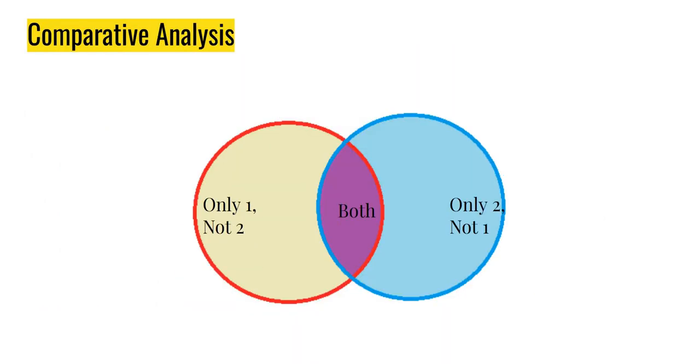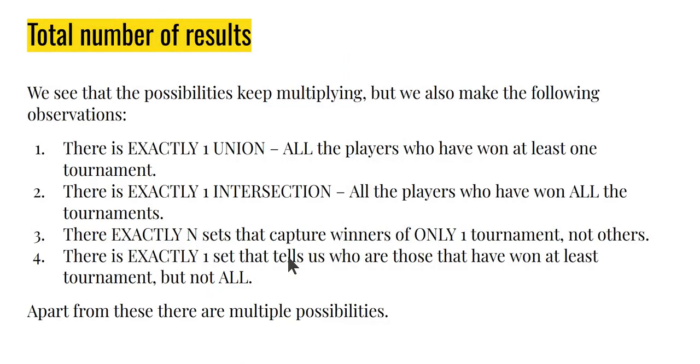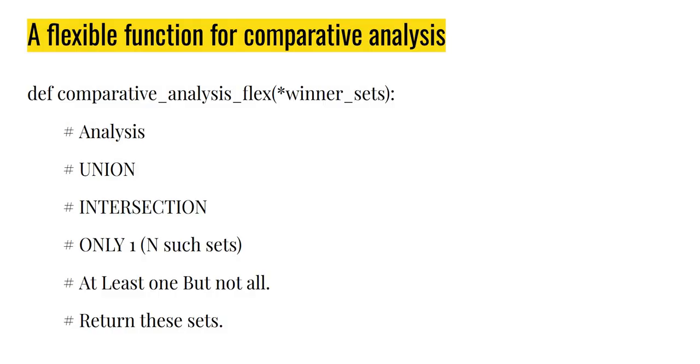That's kind of like the generalization of symmetric difference. We are looking at this union. In fact, this union will give us everything except, let's say, this portion here. And likewise, right? So, yes, there are multiple possibilities, but these 4 statements capture pretty much what we have been doing. And hence we can create a general function which will take any number of sets.